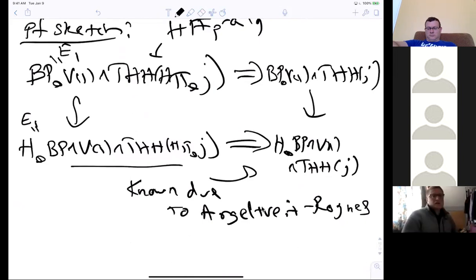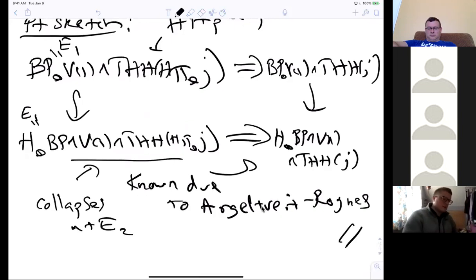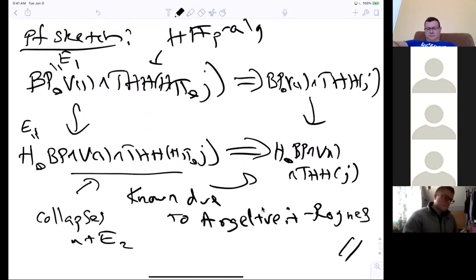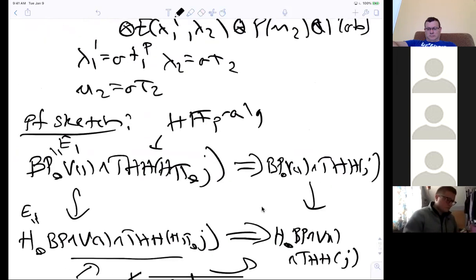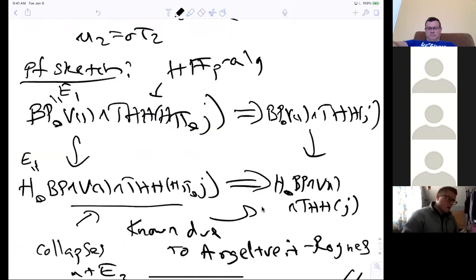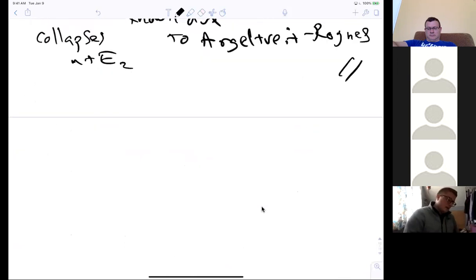And then even after the E2 page, it's going to include again, and then this is going to collapse. So that's going to really be the whole story. So this computation is significantly easier than if you just did mod p v1 THH of MJ, which, you've seen me talk about that before. Okay, so great. So that's not too bad.